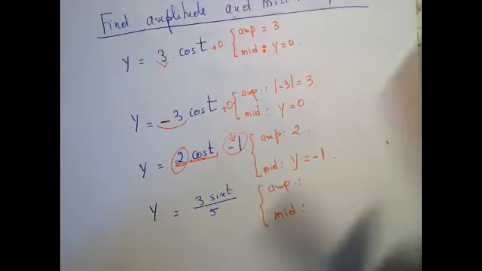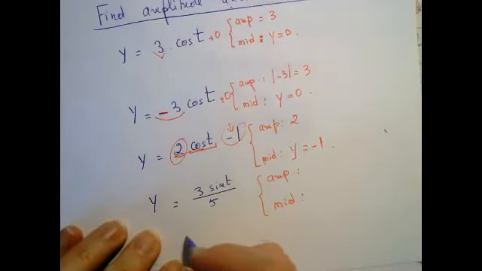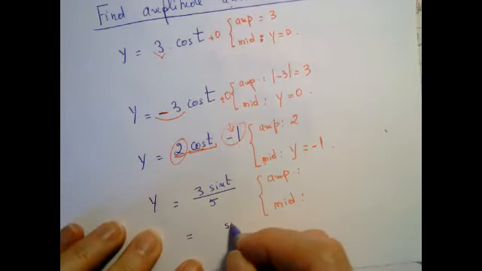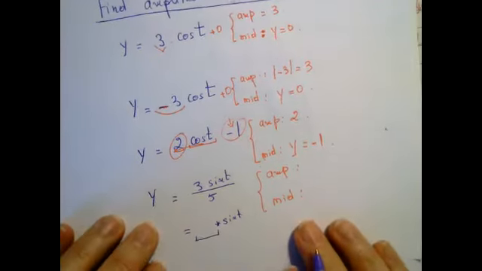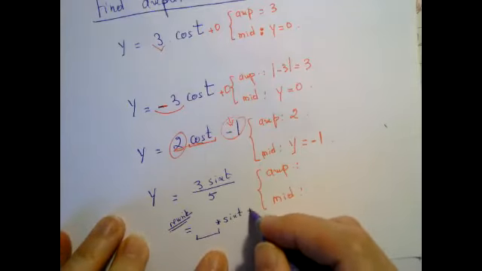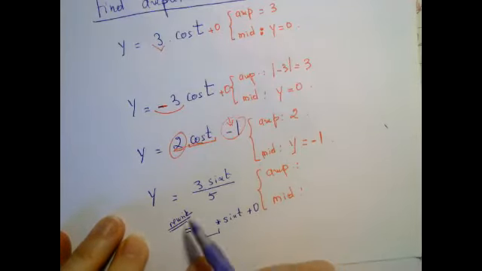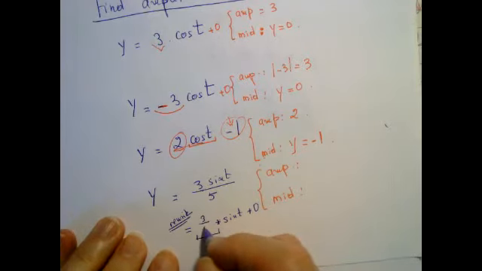Okay, this is a bit harder than the others. The only way you can figure out the amplitude is you ask yourself, what did you multiply the sine by? That's how we figure out the amplitude. So we have to rewrite it. How can I rewrite this to be able to figure out what I multiplied the sine by? 3/5. So I multiply it by 3/5.